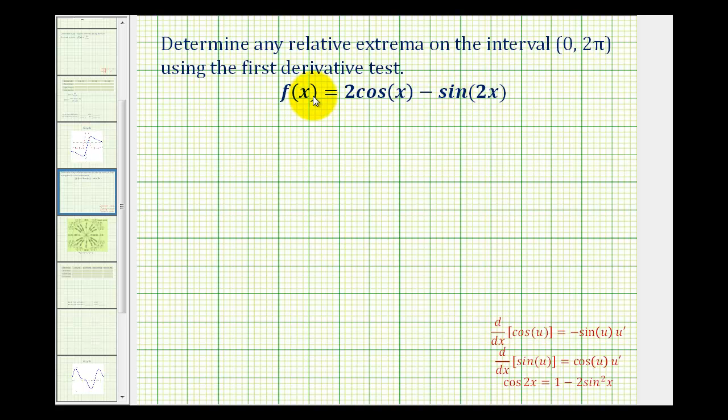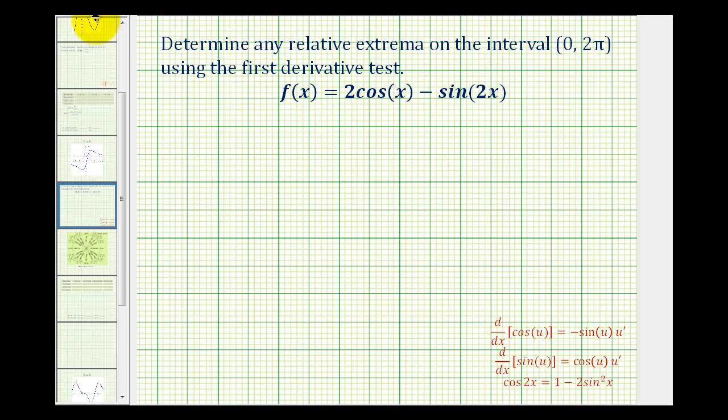We want to use the first derivative test to determine any relative extrema on the open interval from 0 to 2 pi of f of x equals 2 cosine x minus sine 2x. So the first step is to determine the possible locations of the relative extrema, which occur at the critical numbers. And the critical numbers are the values where the first derivative is equal to 0 or undefined.